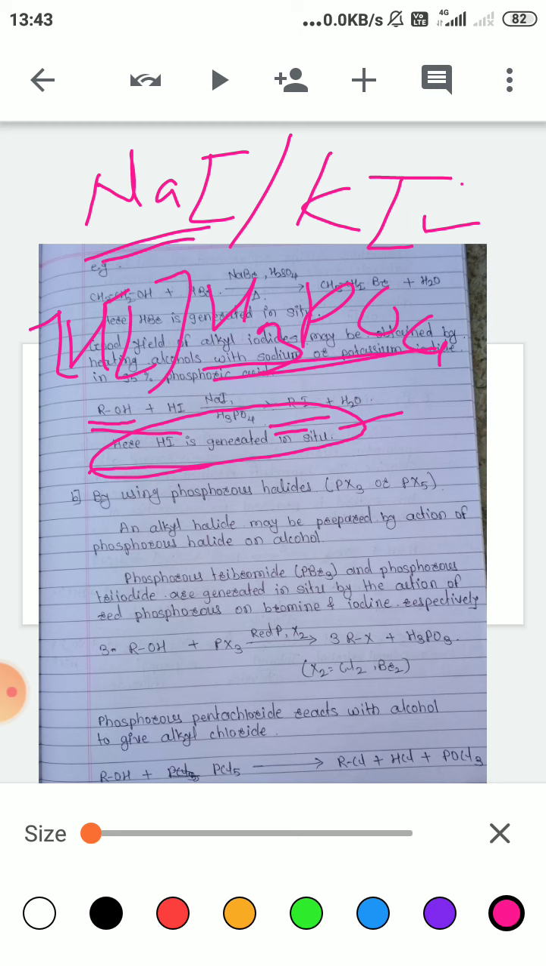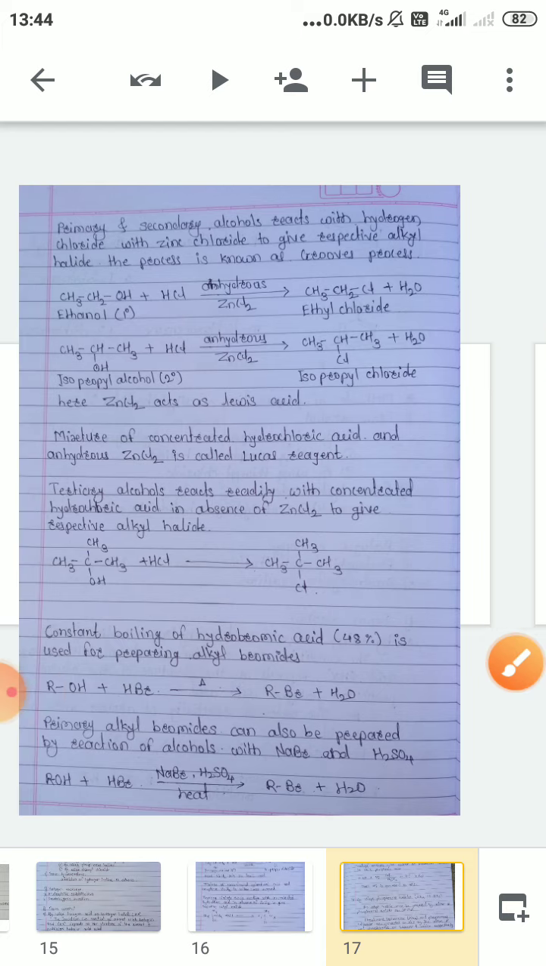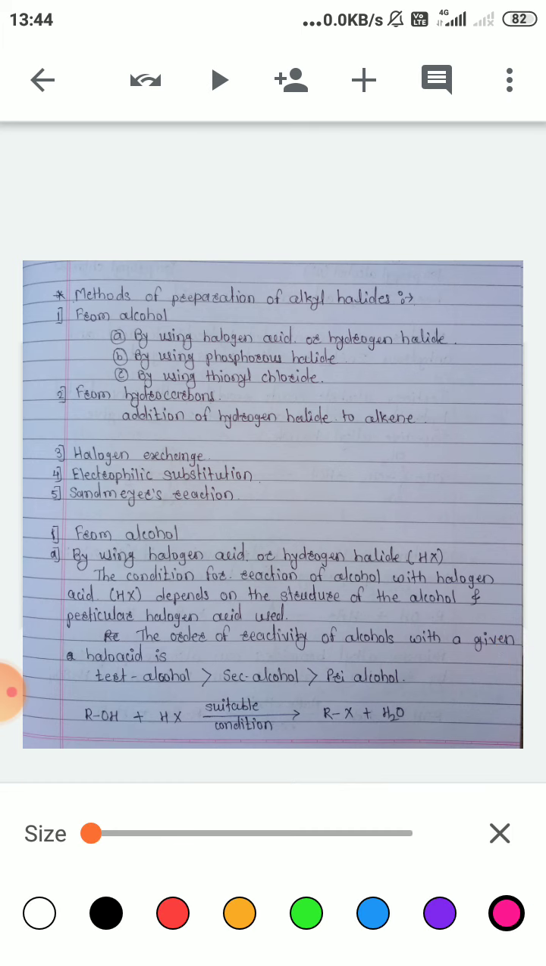Now we have finished the first reaction for the preparation of alkyl halides. Just revise all these methods once again. First, we have seen that alkyl halides can be prepared by using halogen acids, that is HCl, HBr or HI, in which tertiary alcohols are more reactive than secondary alcohols, which are more reactive than primary alcohols.